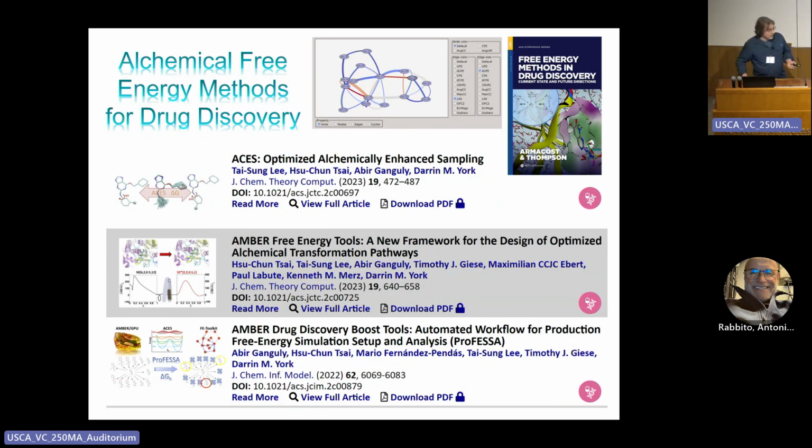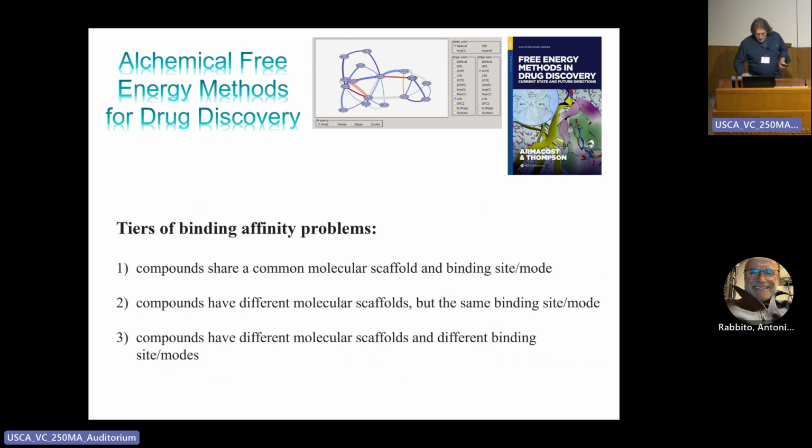And finally, I'll get on to some new things that are unpublished that I'm really, really excited about. So let's start out by setting the stage, talking about different tiers of challenges in free energy calculations.